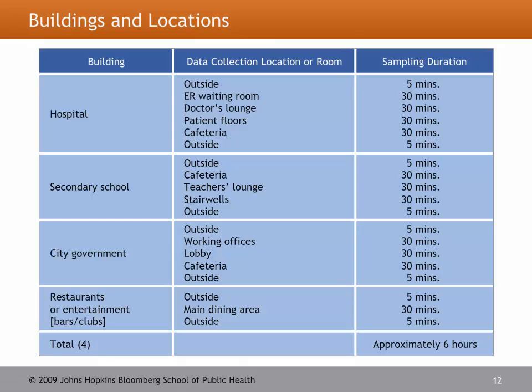In this slide, we see a table of the different types of venues that our example protocol or our example study plan utilizes. So as I mentioned previously, we would be going to hospitals, secondary schools, city governments, restaurants, or entertainment venues to collect a sample of secondhand smoke exposure in each of these different venues. We did this just through a convenient sample, non-random. We knew that we could get access to these different types of places.